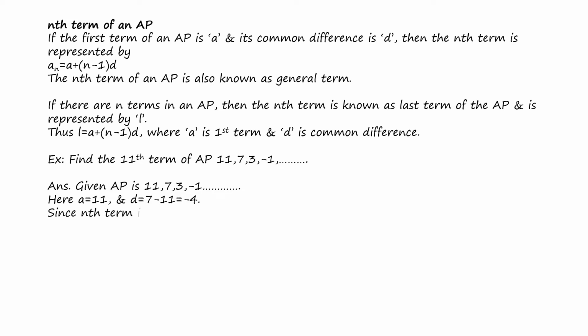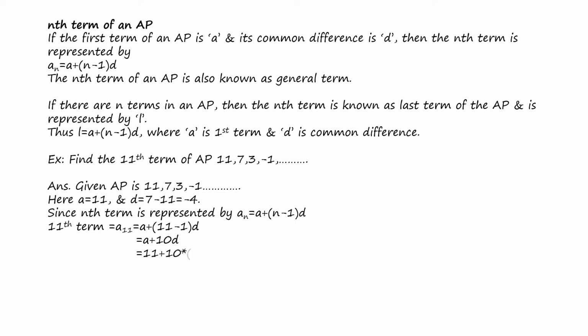Now the nth term is denoted by an equals a plus (n minus 1) times d. So putting 11 in the place of n, we are going to get the 11th term. Let's see. The 11th term is a11 equals a plus (11 minus 1) times d, or a plus 10d, which is equal to minus 29. Thus, the 11th term of the given AP is minus 29.